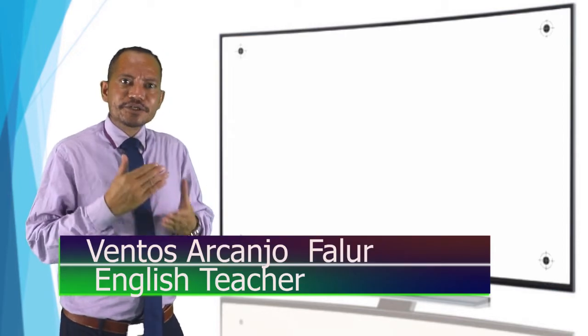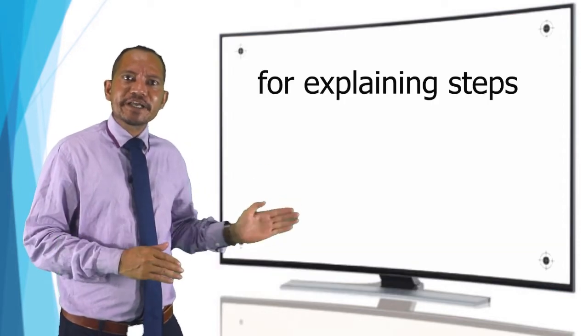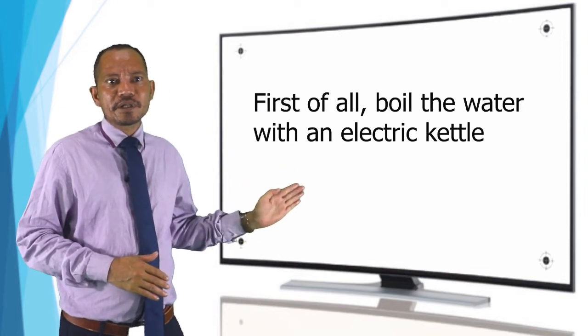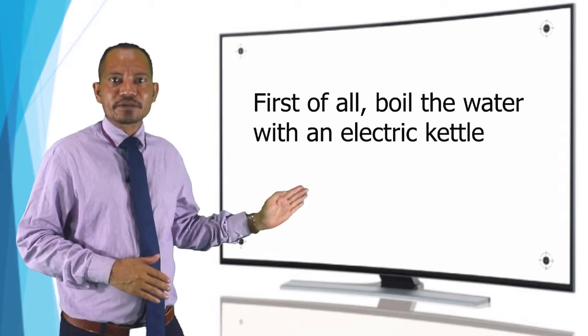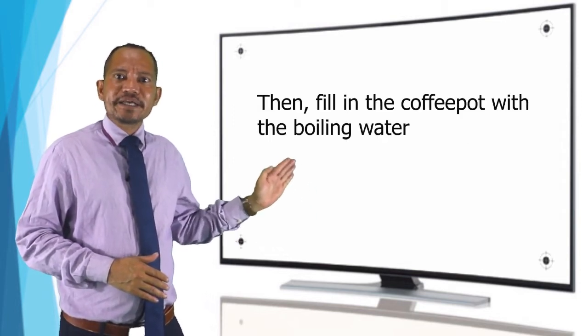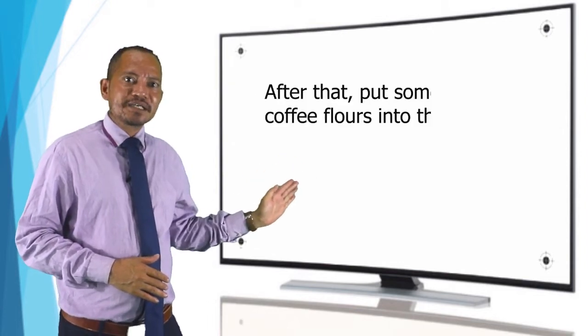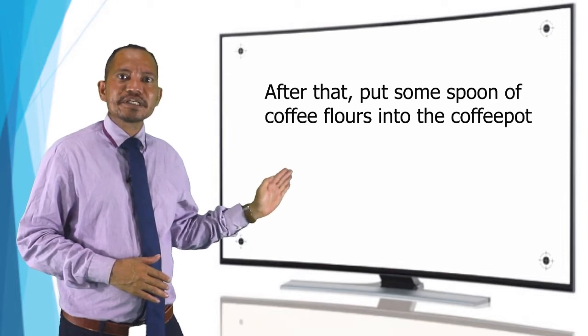Now, there is one very important point I need to add here. Remember, we can also use the imperatives for explaining steps in a procedure as an instruction or order to do something. For example, as in the process of making a cup of coffee. Please listen to me saying them. First of all, boil the water with an electric kettle. Then fill the coffee pot with the boiling water. After that, put some spoons of coffee flour into the coffee pot.